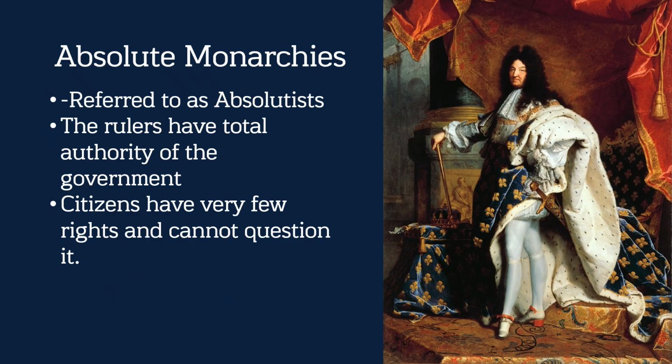Absolute monarchies, often referred to as absolutist, the rulers have total authority of the government. Citizens have very few rights and they cannot question the authority of the government, such as Louis XIV of France before the French Revolution, or the Saudi Arabian government.